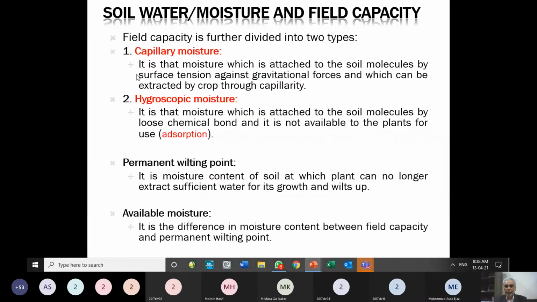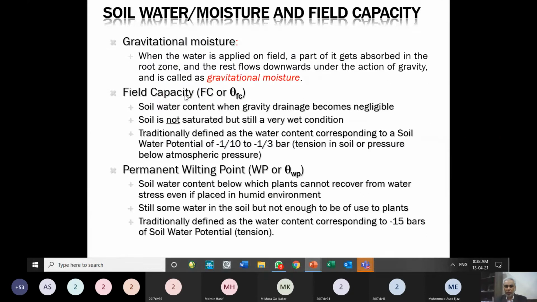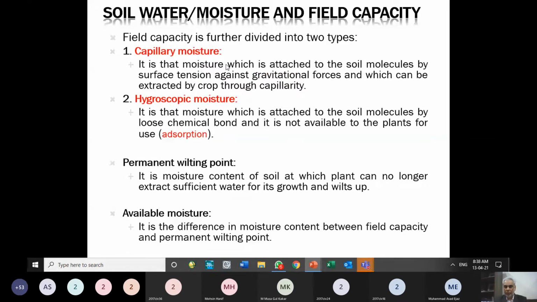Relevant to field capacity, we call another terminology, capillary moisture. Field capacity is further divided into two types: capillary moisture and hygroscopic moisture. Whatever the moisture content at the field capacity level, we can divide it into two parts: moisture within the capillaries, retained within the soil because of capillary action, and moisture retained within the soil because of loose chemical bonds. So field capacity moisture remains within the soil because of two actions: surface tension or capillary action, and chemical bond.